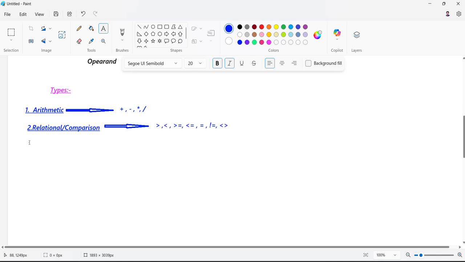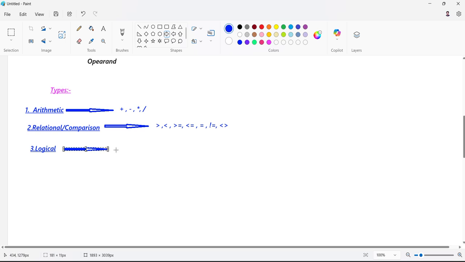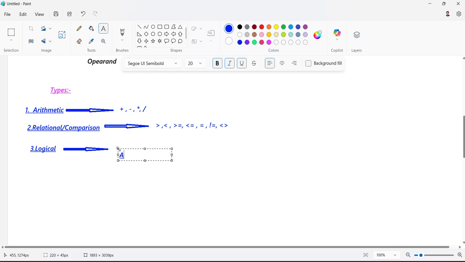Then the third operator, that is nothing but logical operator. In logical operator, the types of operations that are used are logical and, or, not, like and, or, not.